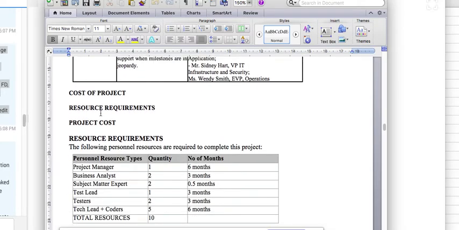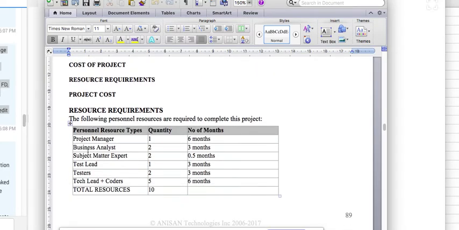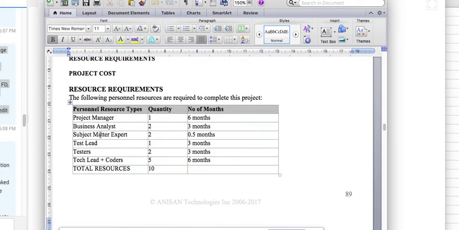Then we have the cost of the project. What is the cost of the project here? Basically there is a project manager, how many months, right? So then you can add the cost. Then business analyst, then subject matter expert, then test lead, then testers, tech lead and coders, and total resources. So this is what you can have. Okay, so the number of resources and the quantity and number of months.